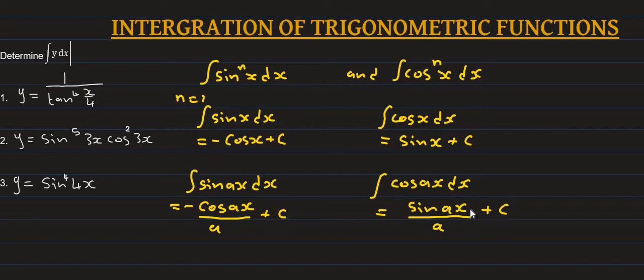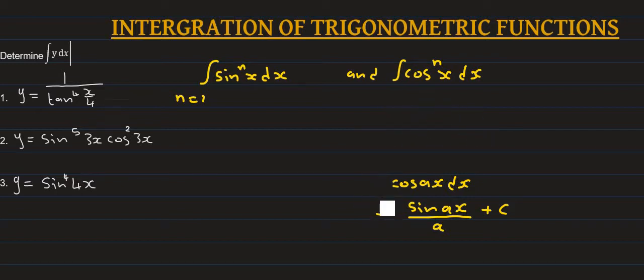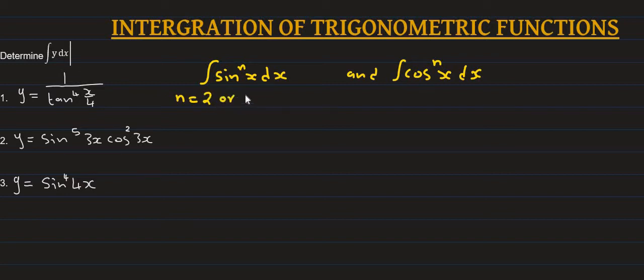So when n changes, the exponent changes, whether we integrate sine or integrate cos. Before you solve the problem, n equal to 2 or equal to 4 means these are even numbers. Even powers.